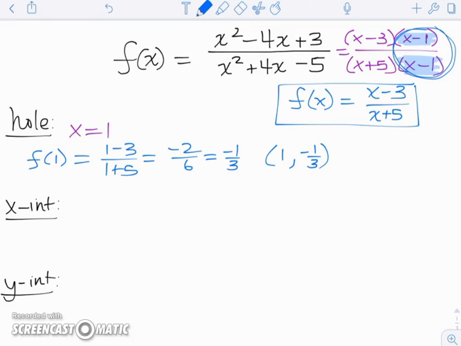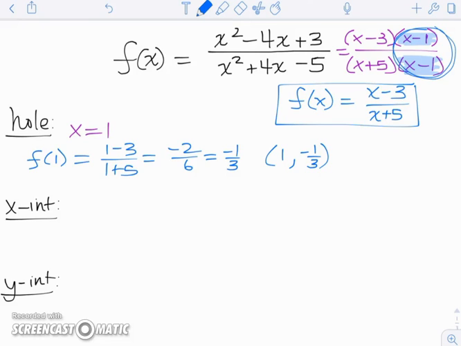So to find the hole, I factored and looked for the common term. If there is one, there's not always a hole. And there could be an infinite number of holes, however many common factors you have in top and bottom. I take the x value, I plug it into the reduced function and find the corresponding y value. So this is going to be an open circle at the point 1, negative 1/3 on my graph. Okay, the next component up is my x-intercept.